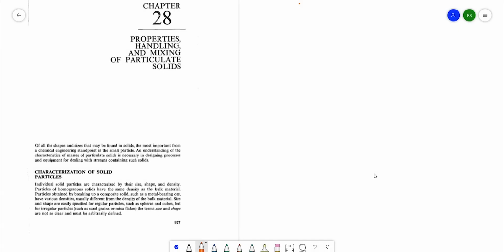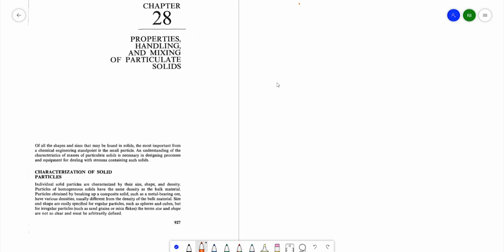Okay, so we're going to learn how to handle particulate solids. In this chapter, we're going to study the characterization of solid particles. And if you ask why we need characterization of solid particles, let me give you one example.